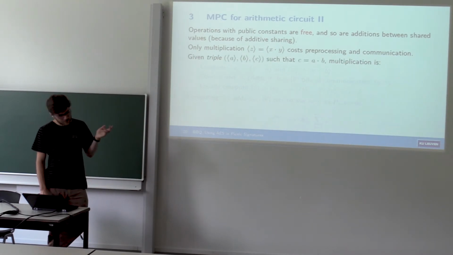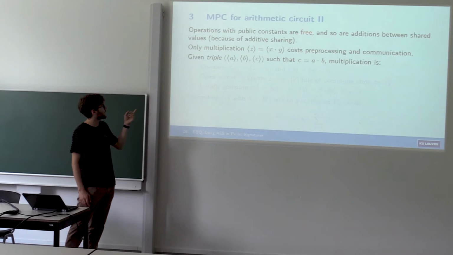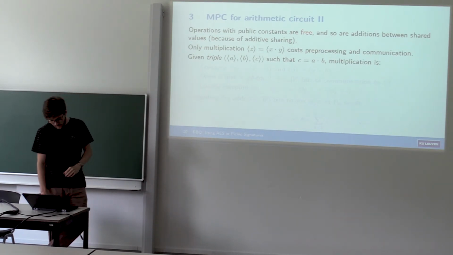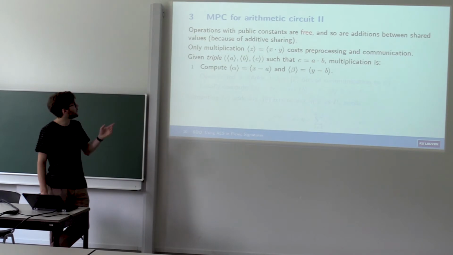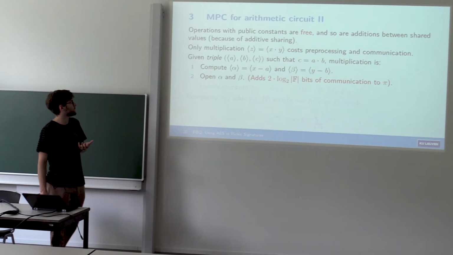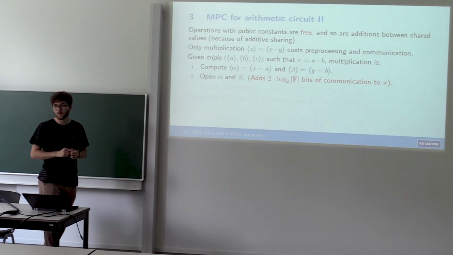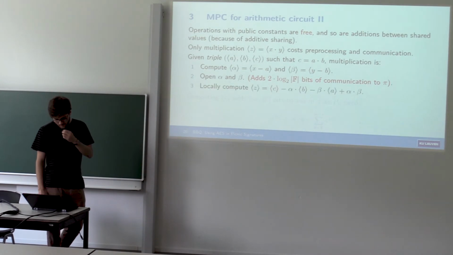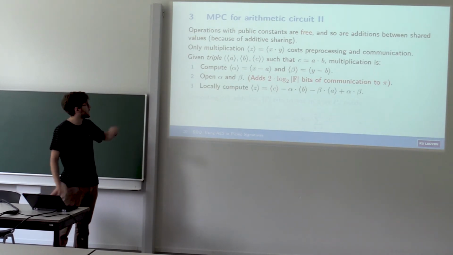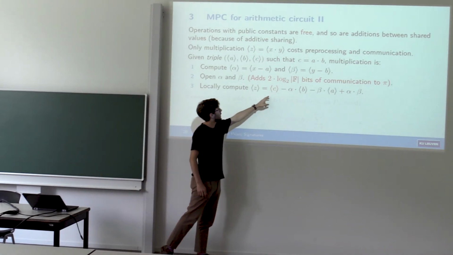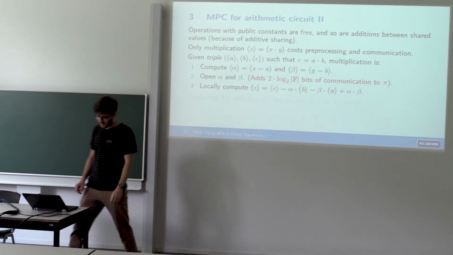If we assume that we have a triple, like here, where A, B are random and C is the product of them, then to do multiplication, we need to hide X and Y and open them in this sense. And then we have two field elements that need to be communicated. And then everybody can locally compute Z in this sense using this C value that is the product of A and B.